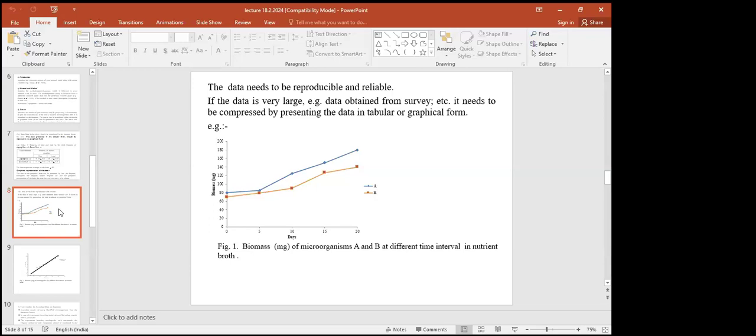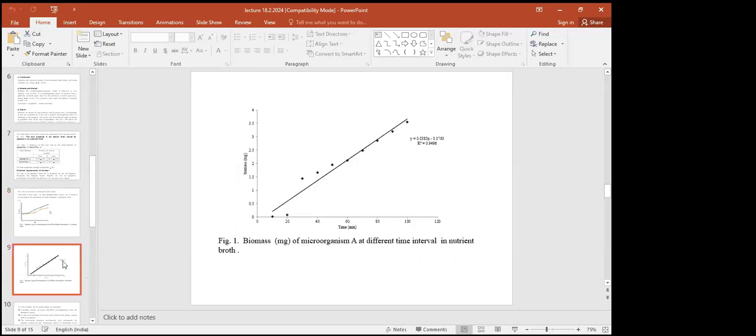Figure: the biomass in milligram of microorganisms A and B at different time intervals in nutrient growth, okay? But for tables, the title has to be above the table. In a research paper, some of you may know, the title of the figure is below the figure, but for a table, the title is above the table, okay? In figures, you can even show the error bars, which indicate authenticity. Here I have not shown them, but you can show the error bars, okay?